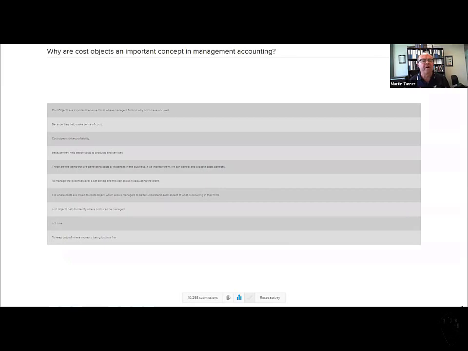Cost objects drive profitability because they help make sense of costs, because they help attach costs to products and services. We'll see that's important, and we'll see that attaching costs to products is important. How do we get a price? How do we decide what we're going to sell our products for if we don't know what it costs us to make them? And the same relates to services. These are the items that are generating costs or expenses in the business. If we monitor them, we can control and allocate costs correctly. Yeah, so we can keep an eye on it.